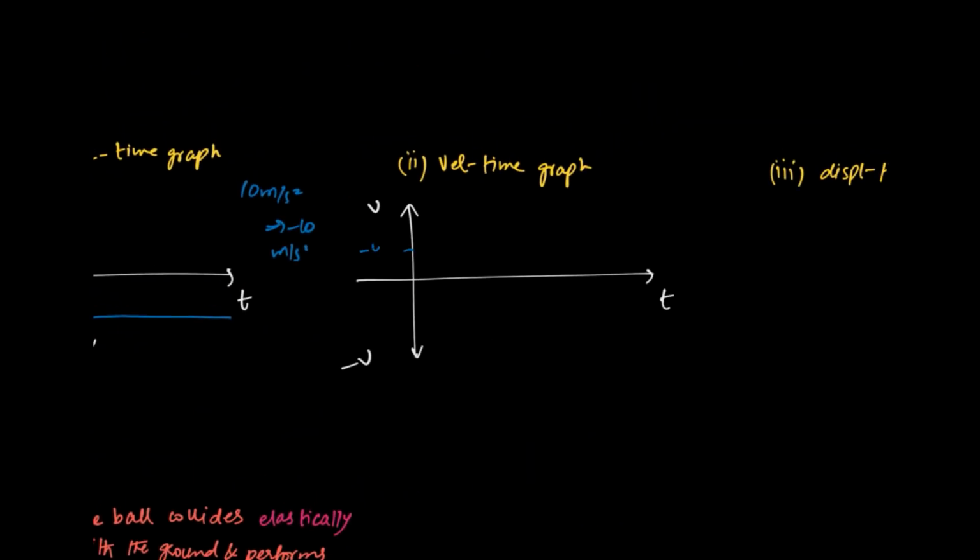So it starts from plus 40 and goes to a maximum of minus 90 meters per second. My graph would be a straight line, something similar to this. So this will be my velocity time graph, and then we move on to the displacement time graph.